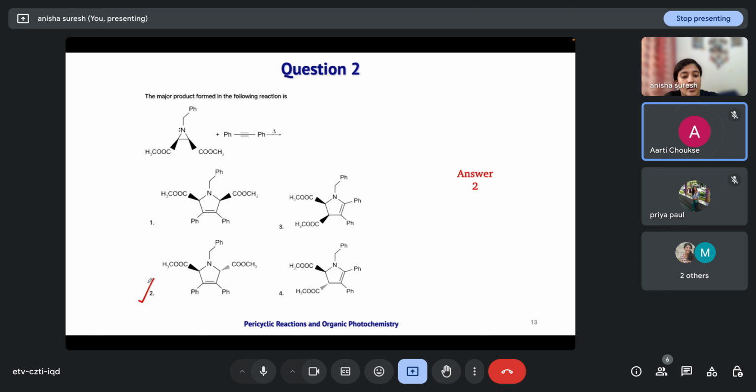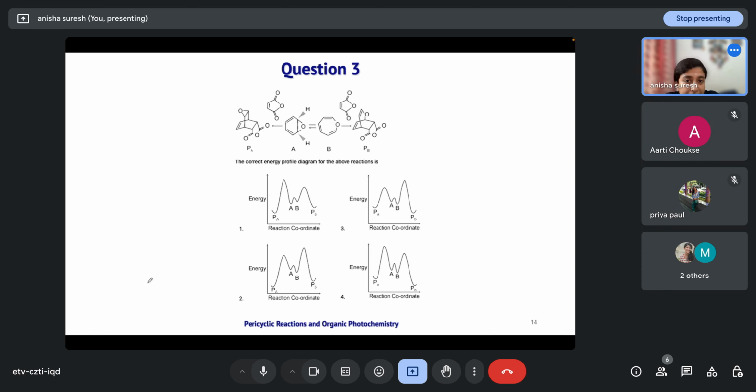Okay. Now moving forward to the next question. So the correct energy profile diagram for the above reaction is. Here this is compound B and this is compound A. So when it undergoes a 4n plus 2 electrocyclic ring closing, it will result in the formation of A.